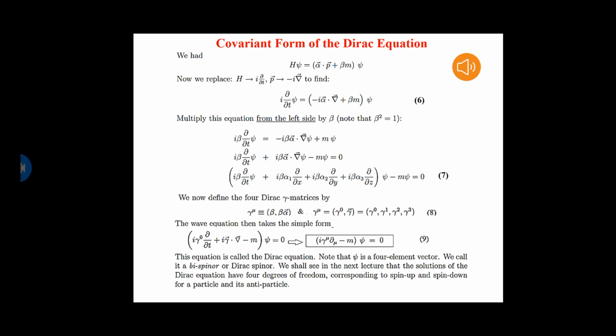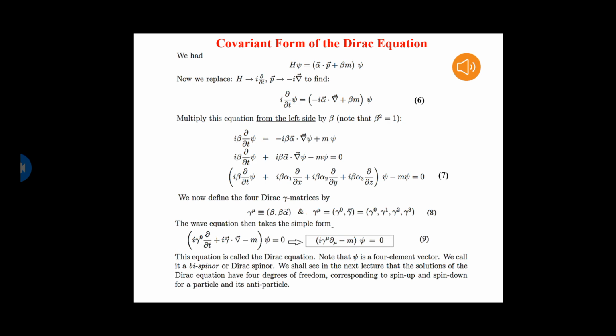We now define the four Dirac gamma matrices by gamma mu, which is equal to gamma naught and gamma vector, which is equal to gamma naught, gamma 1, gamma 2, gamma 3, with gamma naught equal to beta and gamma i equal to beta alpha i, marked as equation number 8. The wave equation then takes the simple form i gamma naught partial over partial t plus i gamma dot del minus m times psi is equal to 0. This implies that i gamma mu partial mu minus m times psi is equal to 0, marked as equation number 9. This equation is called the Dirac equation.